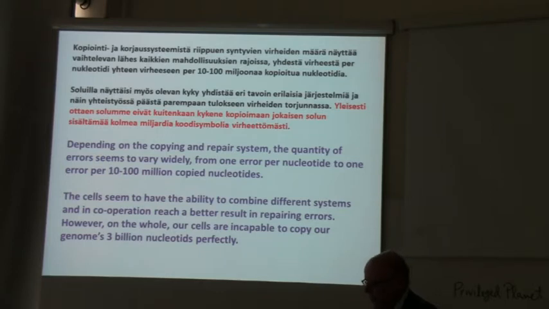Depending on the copying and repair system, the quantity of errors seems to vary widely from 1 error per nucleotide to 1 error per 10 to 100 million copied nucleotides. The cells seem to have the ability to combine different systems and in cooperation reach a better result in repairing errors. However, on the whole, our cells are incapable to copy our genome's 3 billion nucleotides perfectly. Can't be done. So always going for the worst. In this fallen world, not getting better, everything is getting worse.